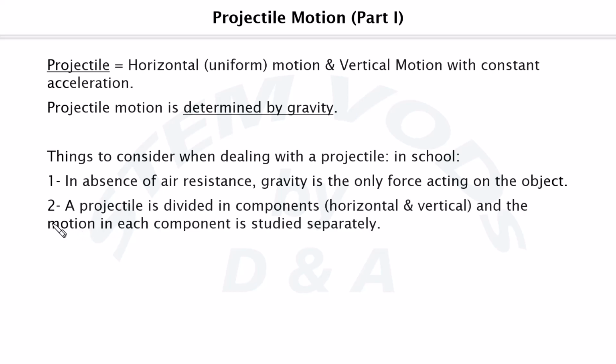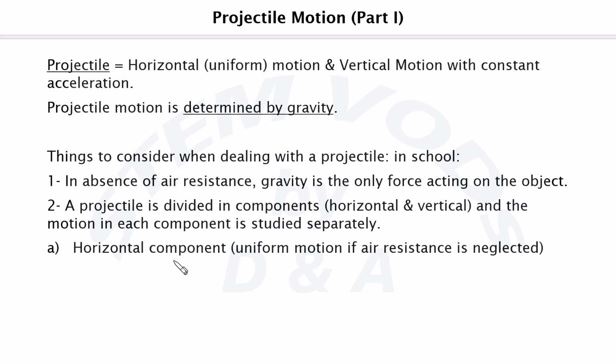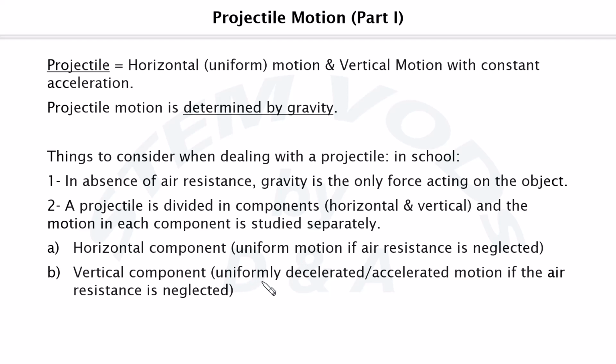Studying the projectile motion is a very challenging task. To make this task easier, we divide the study of a projectile into two parts, which determine the components of this type of motion. The first component is the horizontal one. If we neglect the air resistance, this component represents a uniform motion. The vertical component is a uniformly decelerated motion when moving up and a uniformly accelerated motion when falling down. Again, we neglect the air resistance when studying this component.